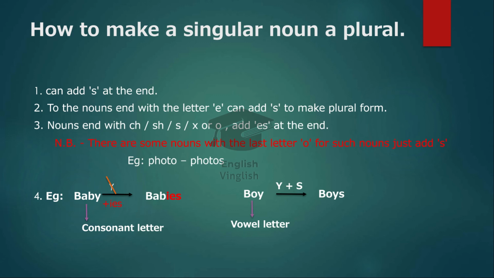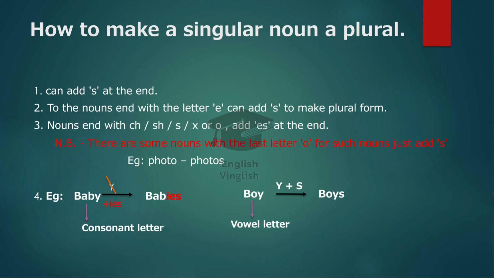For example, baby. The last letter is Y. Before that it has a consonant letter. So you have to deduct Y and add IES. Second one, boy. Before Y it has a vowel letter. So no need to deduct Y. You can just add S to make it a plural.